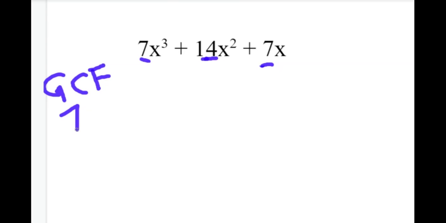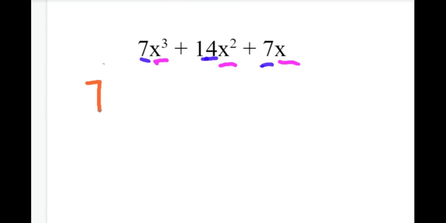Now, the next thing you check for is, is that the GCF or is there more? Well, I'm going to look at the variables. I have x to the third, x squared, and x. What's the GCF there? Well, the most we could take out of there is an x. So I have a GCF of 7x.